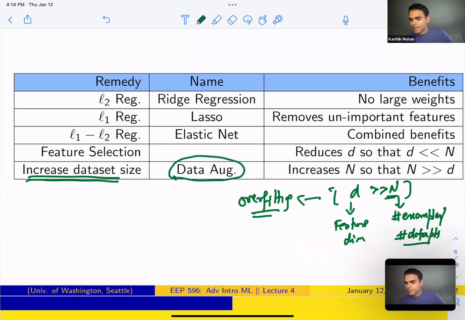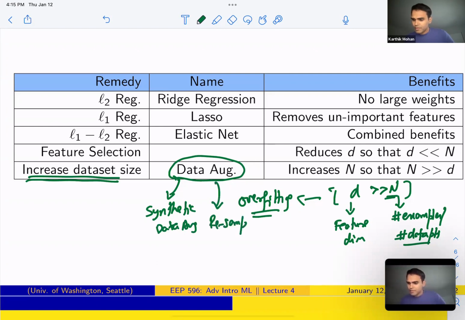Data augmentation is a very broad class of data-based transformations that can augment your data set. You can do synthetic data augmentation. You can do sampling, resampling, so you can sample the same data point and add it back to the data set. And then there could be other strategies as well. If you have the bandwidth, you can even request more data.